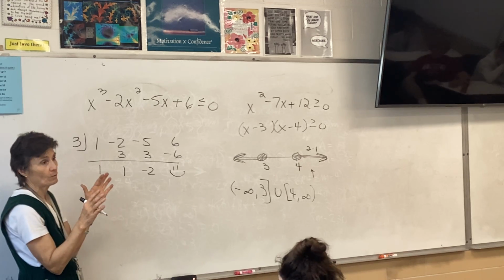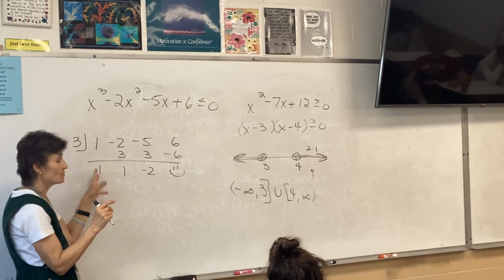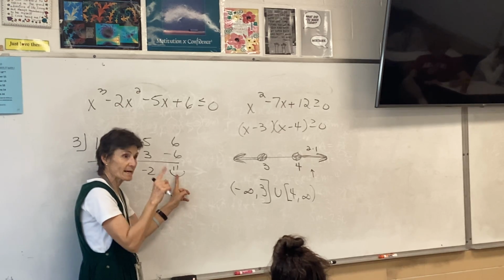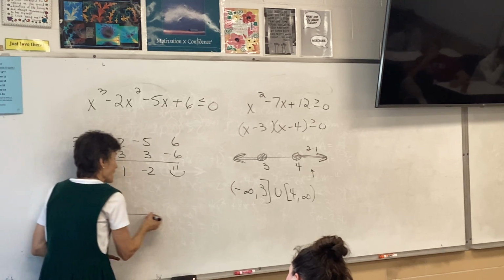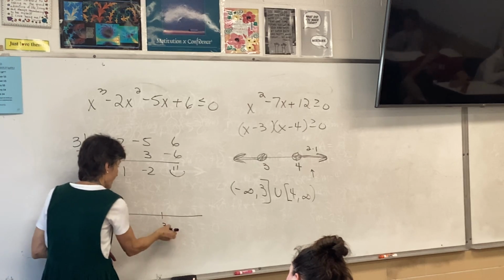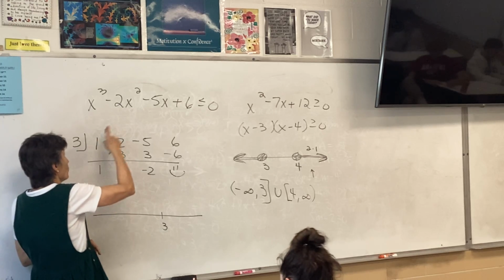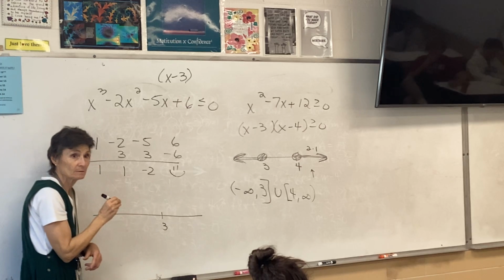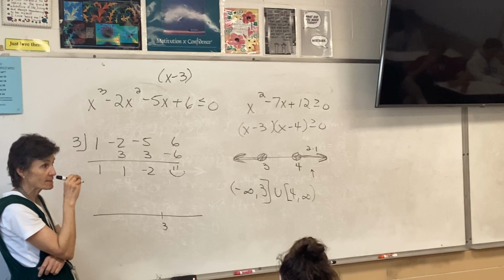So what are we doing here, folks? We are flat out guessing. We guess a number, we do the division, we hope like heck we get a 0. If we don't get a 0, we guess another number. But if we do get a 0, we now know that I have a dot at 3. That number is my dot, which means my factor is x minus 3. Take a minute and digest that.